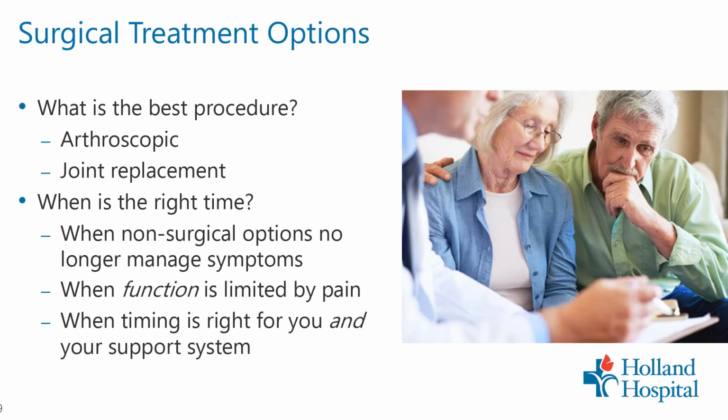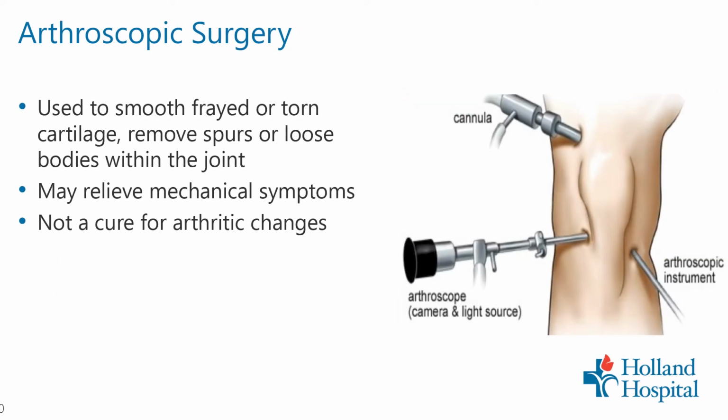When non-surgical treatments have reached a limit, surgery may be an option. What is the best procedure to address the problem, and when is the time right? Arthroscopic surgery can be used in both the hip and the knee joint to treat some forms of cartilage damage and bone deformities. This is most commonly used in knees. It is important to point out that this procedure is not a cure for arthritis, but that it can be used to relieve certain symptoms.